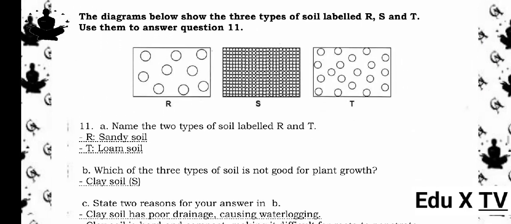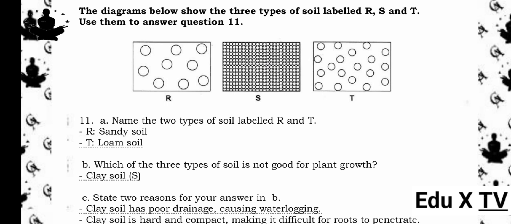Answer all questions. The diagrams below show the 3 types of soil labeled R, S and T. Use them to answer question 11. 11. A. Name the 2 types of soil labeled R and T. R. Sandy soil. T. Loam soil. B. Which of the 3 types of soil is not good for plant growth? Clay soil (S).